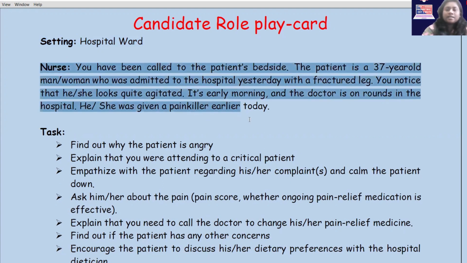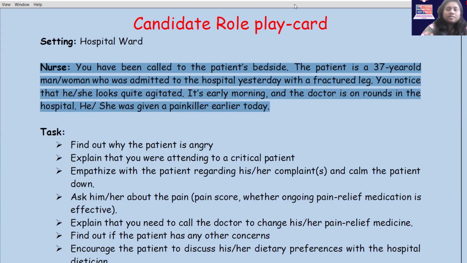Then comes the background information. You can see here, you have been called to the patient's bedside. The patient is a 37-year-old man or woman who was admitted to the hospital yesterday with a fractured leg. You notice that he or she looks quite agitated. It's early morning and the doctor is on rounds in the hospital. He or she was given a painkiller earlier today. So with the help of this background information, you can begin the role play.